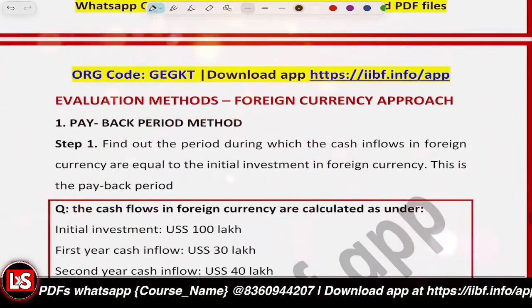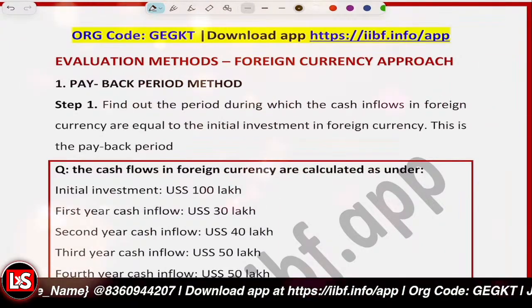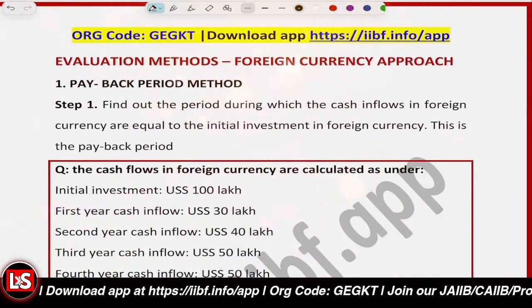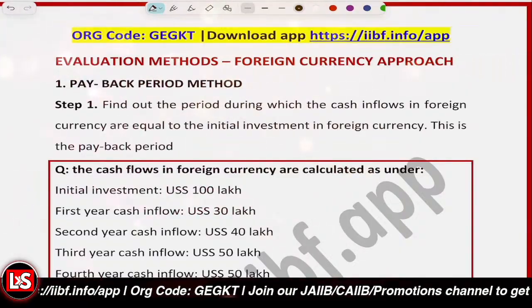And then it's about the evaluation methods, foreign currency approach. Now what things are changing here? What particular points are changing? It's just about the calculation method.